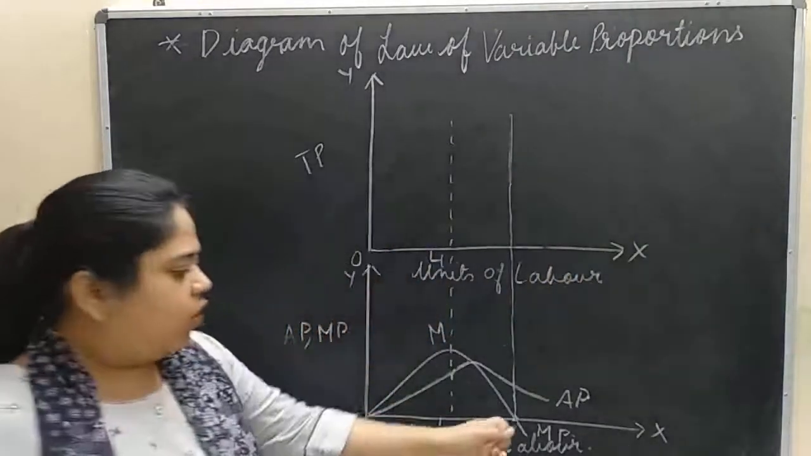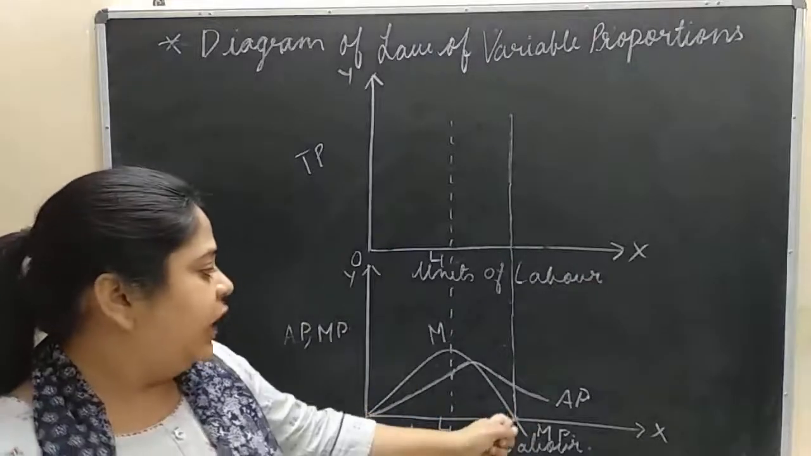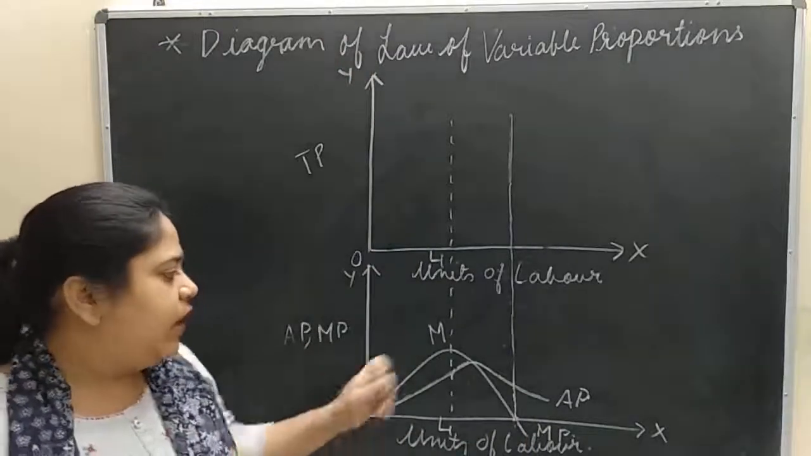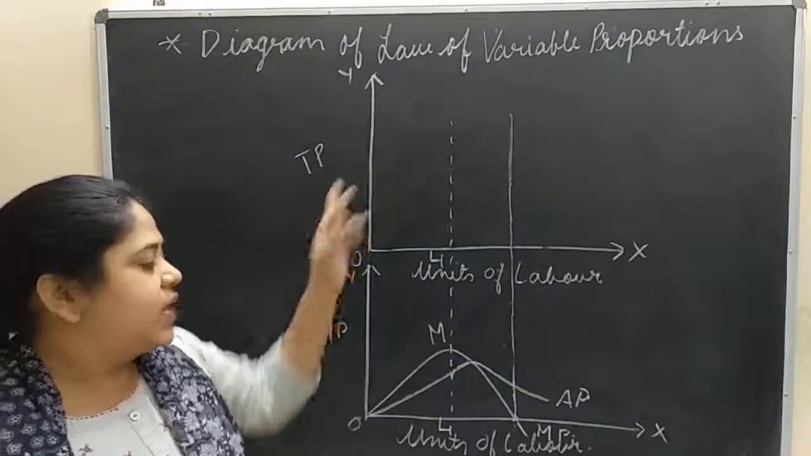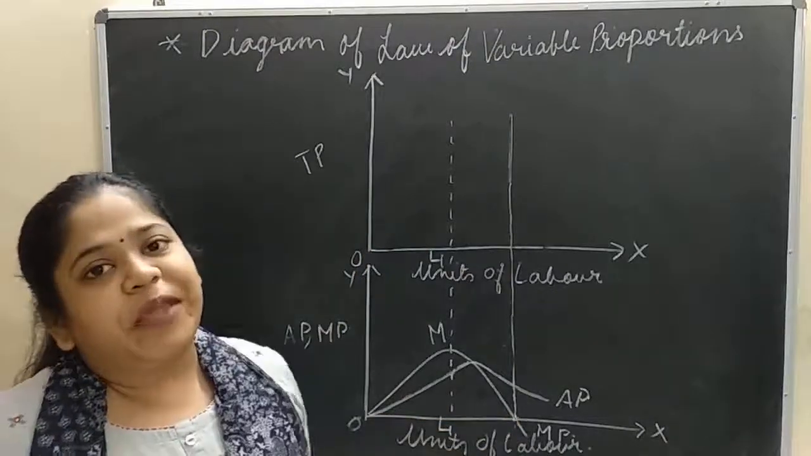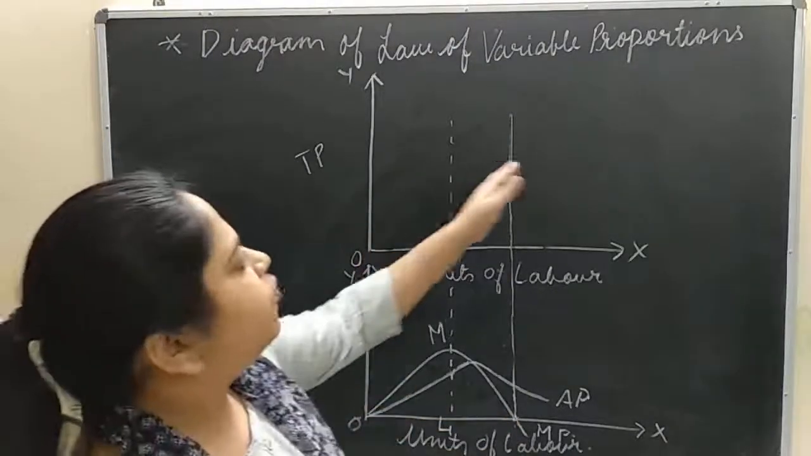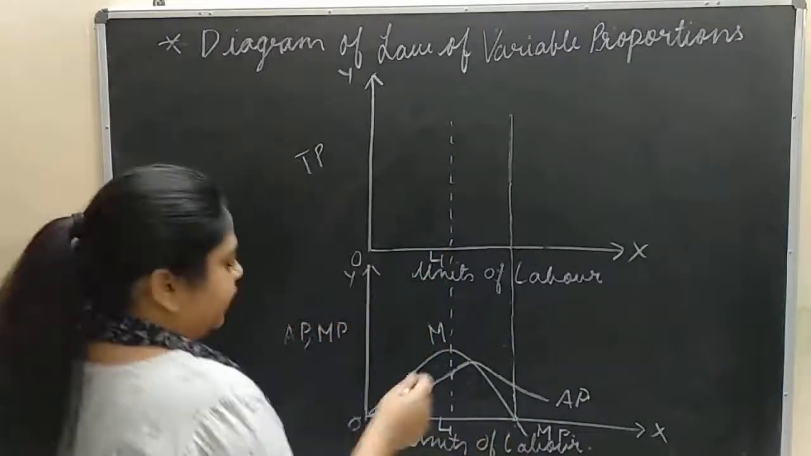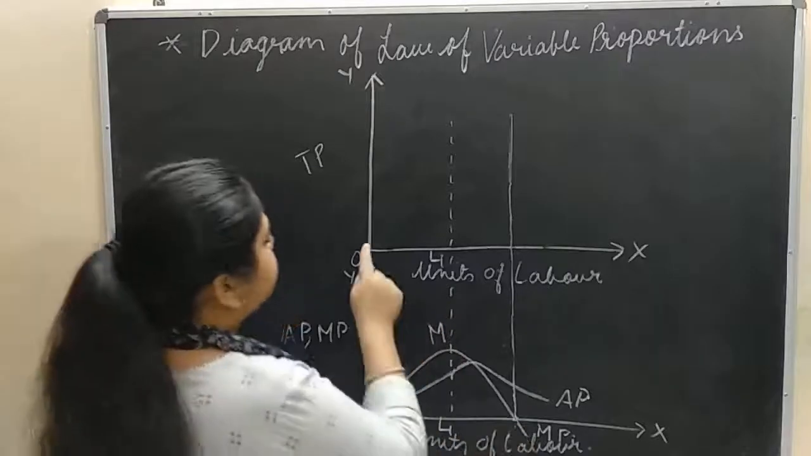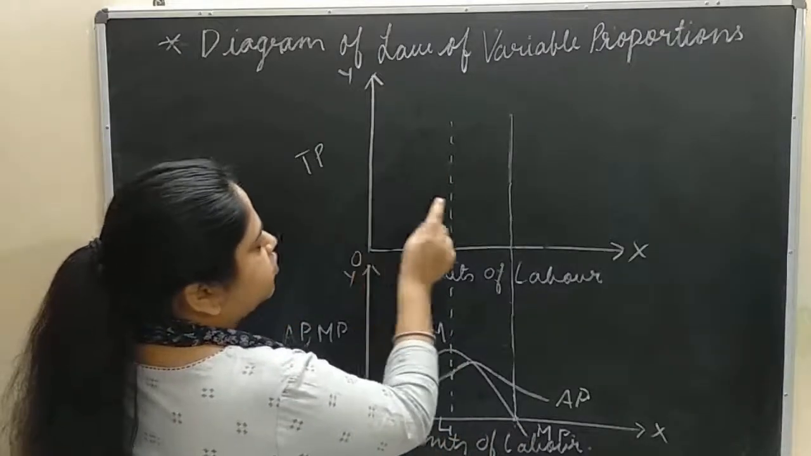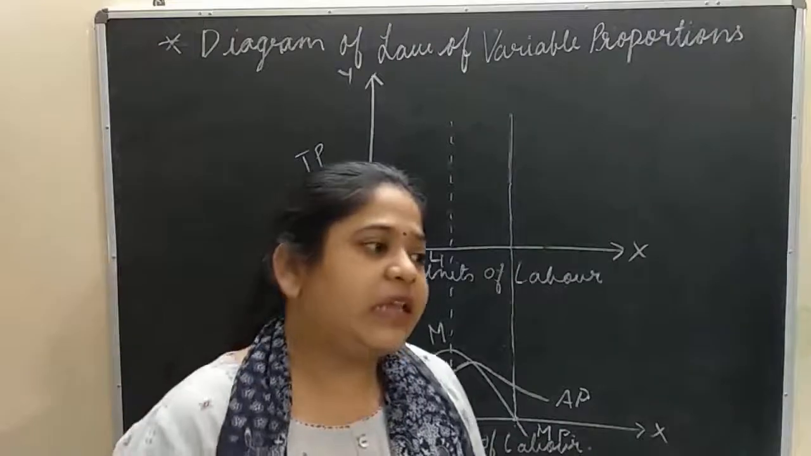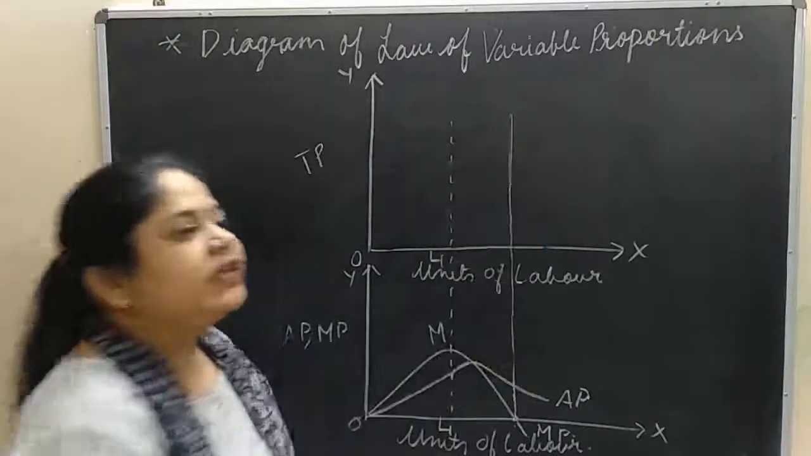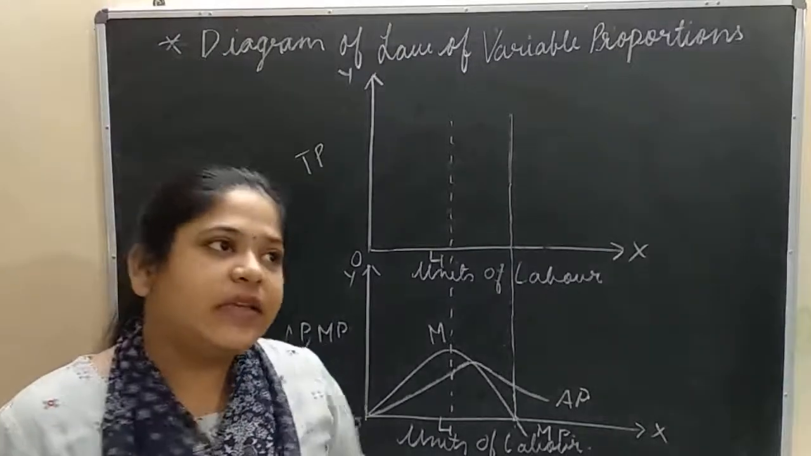So I made a straight line from the point where MP is 0 towards the TP curve: a dotted line where MP is highest and a straight line where MP is 0. These two points are going to give me the TP curve. As I told you earlier, from this portion to this portion, TP will increase at an increasing rate, and from this to this part, TP will increase but at a decreasing rate.